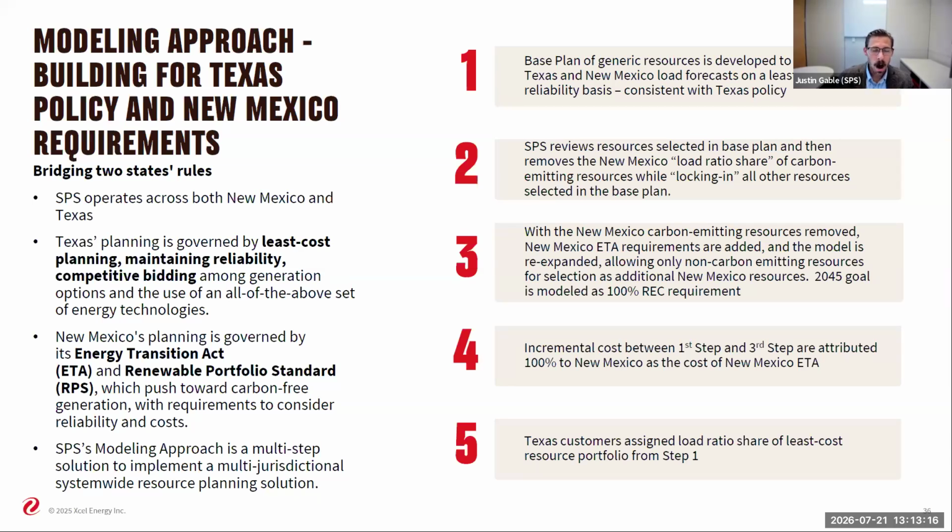The reason that we are modeling it this way is if we take New Mexico and we're building incrementally towards New Mexico's compliance, if we are not allowing thermal resources to be built and we are requiring only non-carbon emitting resources or renewables to be built, it should get you to the same directional place. Once we've done that, we take the incremental cost between steps 1 and 3 and attribute 100% to New Mexico for the ETA compliance. And then the Texas customers in the next step are assigned the load ratio share of their resources from step 1.